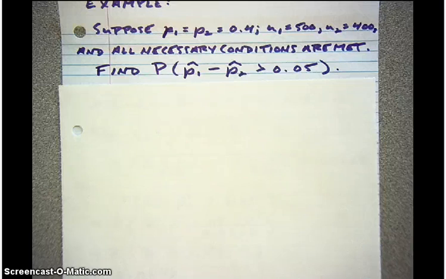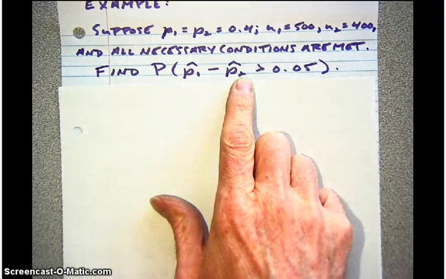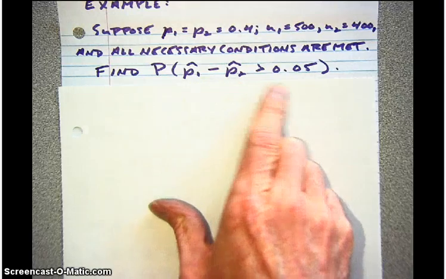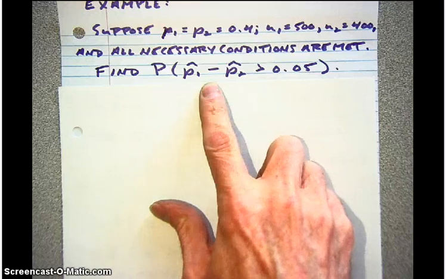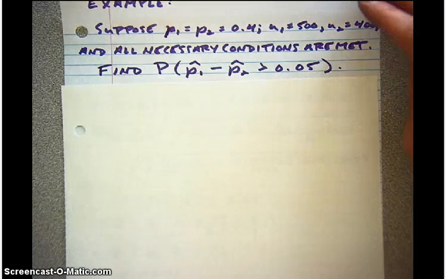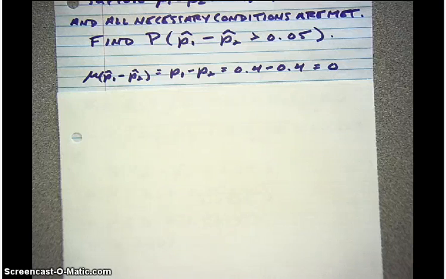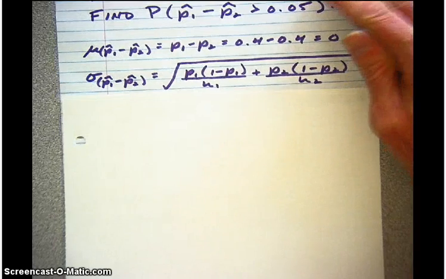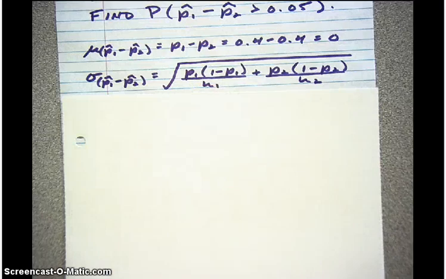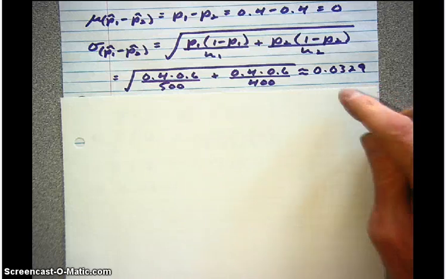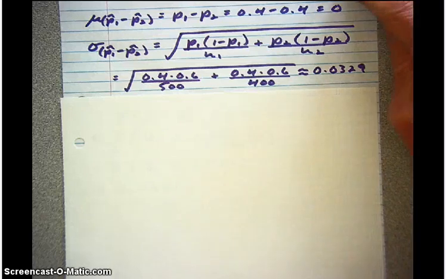Well, this variable right here, p1 hat minus p2 hat, is normally distributed if all the necessary conditions are met, as we're assuming, and we can standardize this inequality and then figure out the probability using a z-distribution. So first we need to know the mean of p1 hat minus p2 hat. Well, it's p1 minus p2, 0.4 minus 0.4, which is 0. The standard deviation is the square root of p1 times 1 minus p1 over n1 plus p2 times 1 minus p2 over n2. And if we plug in all of our values and simplify, we get 0.0329 for that standard deviation.